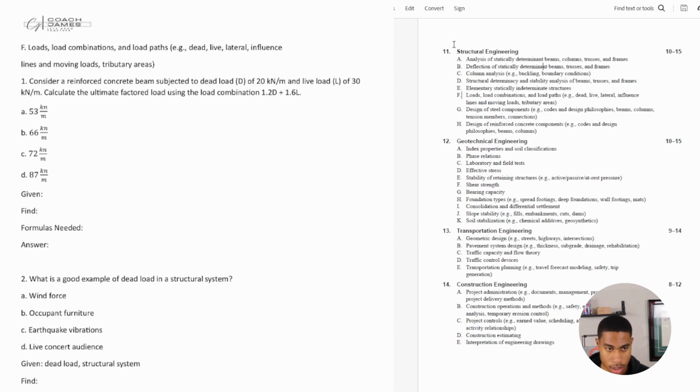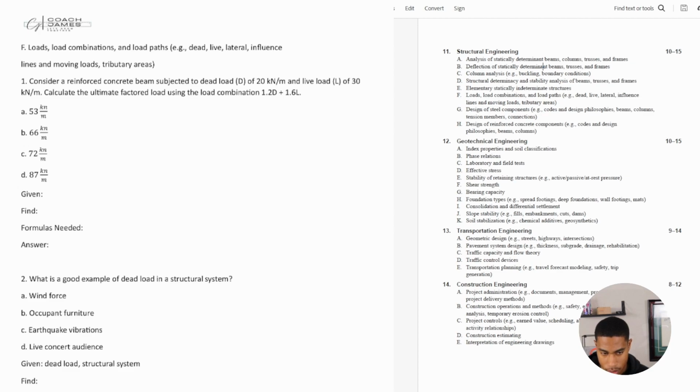All right, so let's look at these practice problems. Number one says, consider a reinforced concrete beam subjected to a dead load of 20 kilonewtons per meter and a live load of 30 kilonewtons per meter. Calculate the ultimate factored load using the load combination 1.2D plus 1.6L.